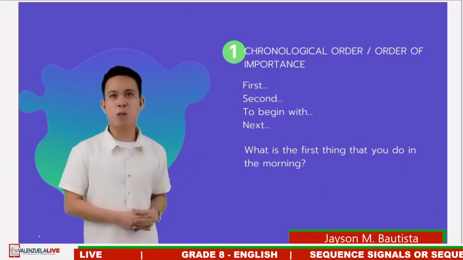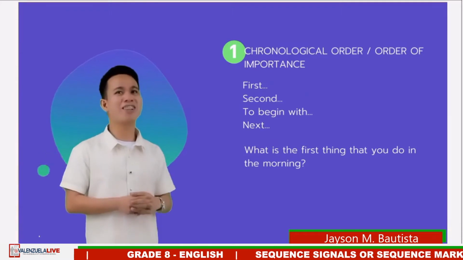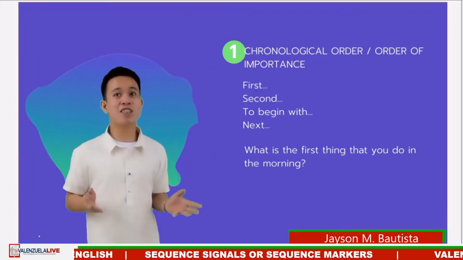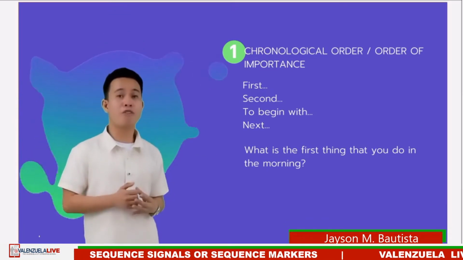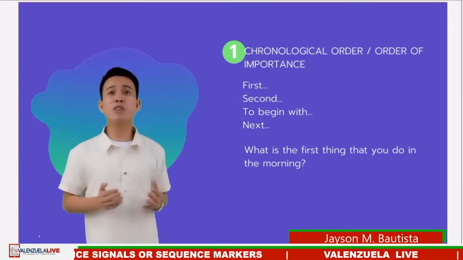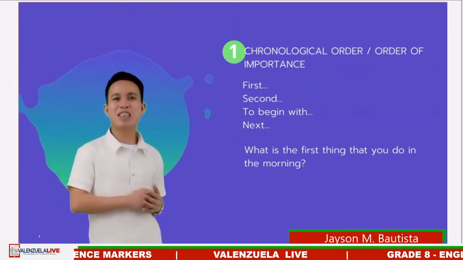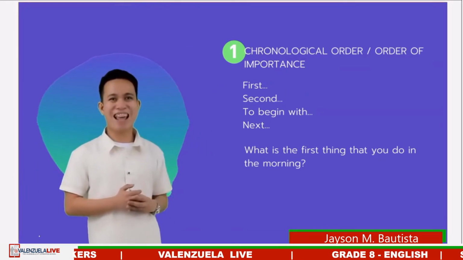There are 6 types of sequence signals or markers. Let me give you the first one. It indicates chronological order or order of importance. It uses words such as first, second, to begin with, next.